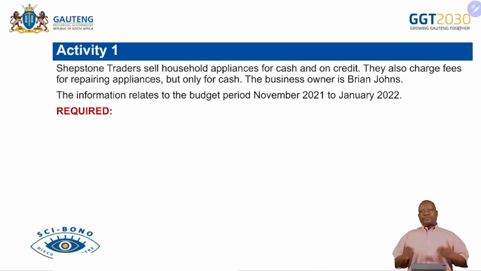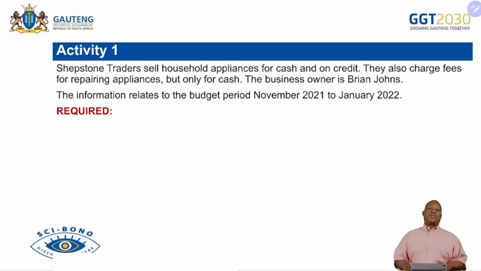Now, let's have an activity in which we can be in a position to see if we can deal with information as required in the cash budget. Activity 1, we have got Shepton's Traders, who sell household appliances for cash and on credit. They also charge fees for repairing appliances, but only for cash. The business owner is Brian Jones.